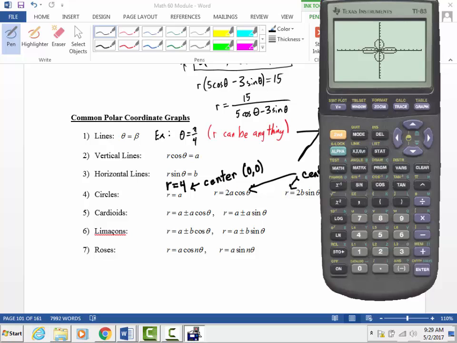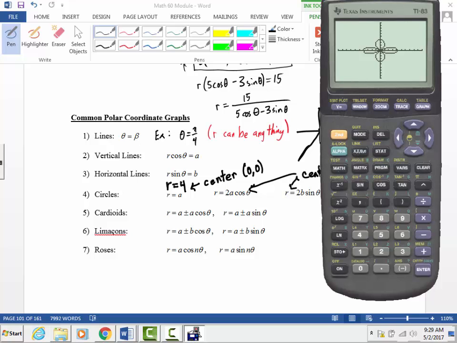Okay. Now, I can make the rose bigger by changing the a. So if I change this to like a 7, for example, instead of 4, I get a bigger rose. What do you think changing the other number is going to do? What if I change the n? Any ideas?